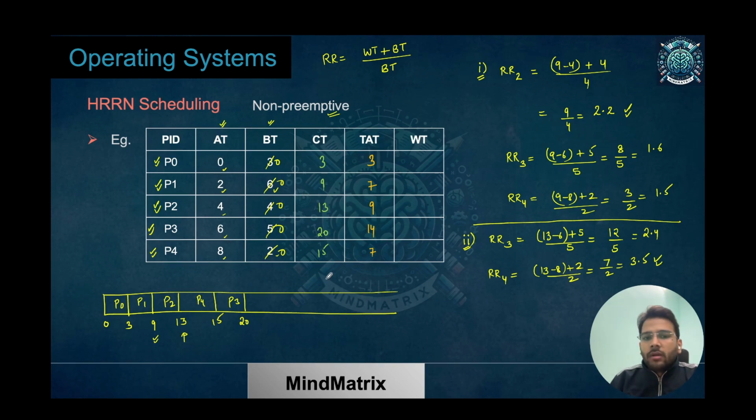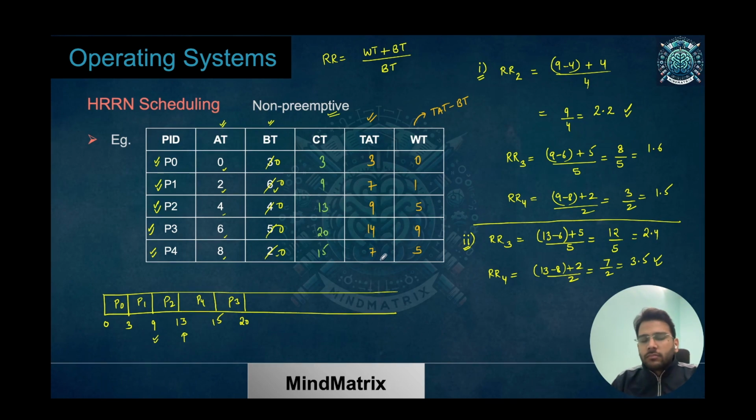Clear? Now waiting time is what? Waiting time is turnaround time minus burst time. So 3 minus 3, it is 0, 7 minus 6, 1, 9 minus 4, it is 5, 14 minus 5, it is going to give you 9, and 7 minus 2 will give you 5. Now you can find out the average turnaround time by adding all these turnaround time of all the processes divided by the number of processes. Similarly, you can find the average waiting time as well, which they are going to ask you in the exam.